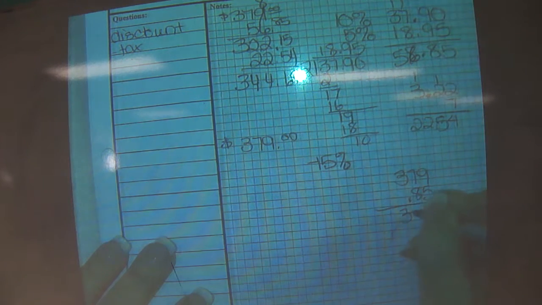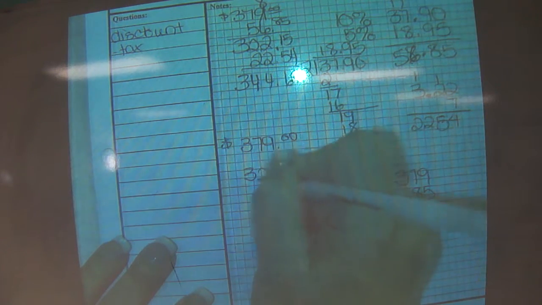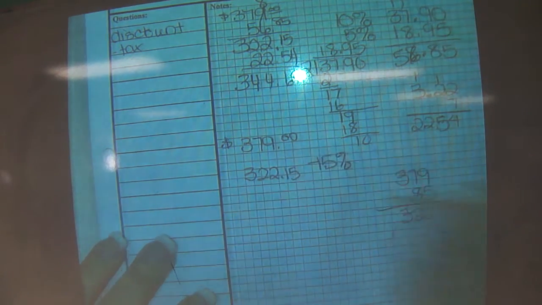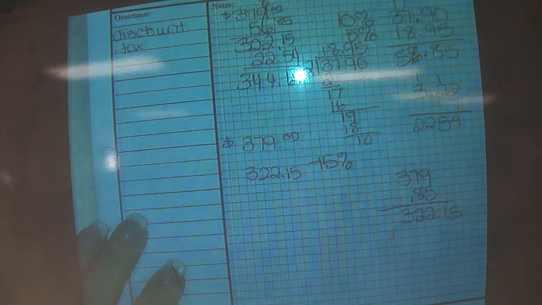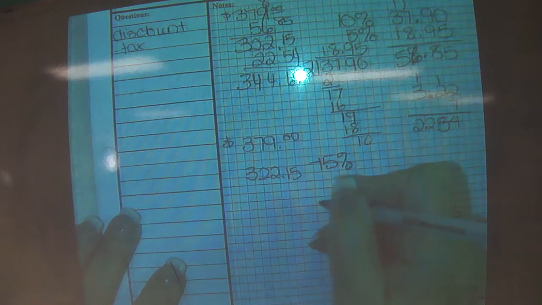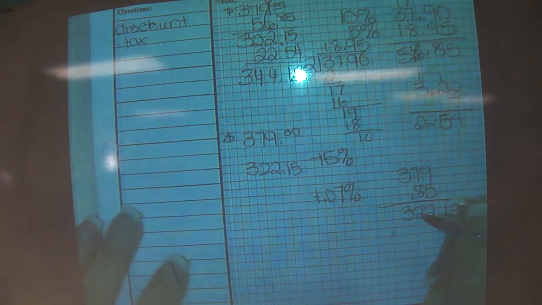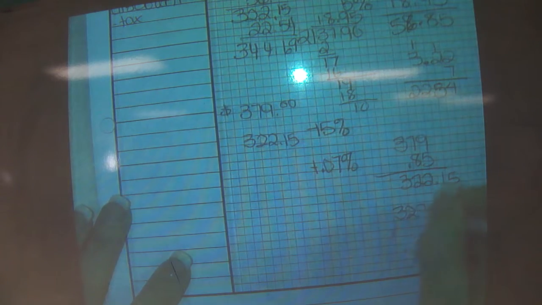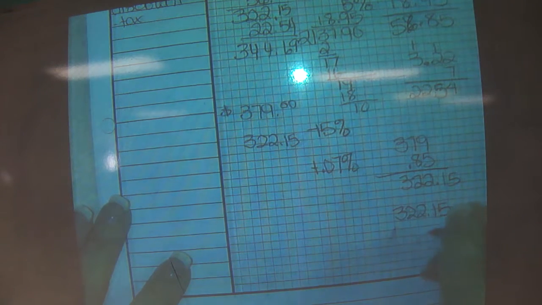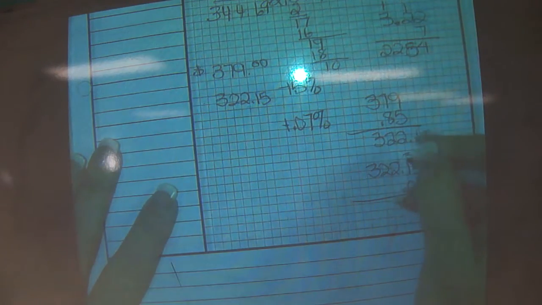Does that sound familiar? Yep. $322.15. So your new sale price is $322.15. We're going to have to pay 7% tax. The amount of the tax, 0.07, that's sales tax, so we do $322.15 times 0.07.